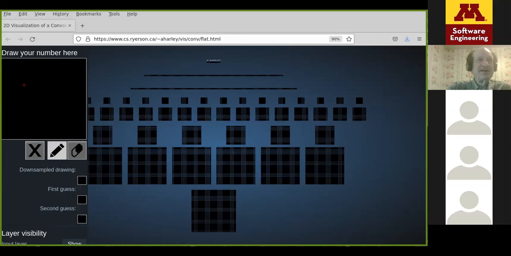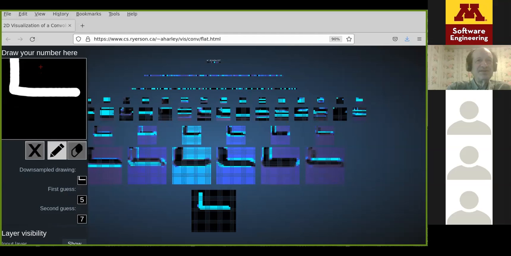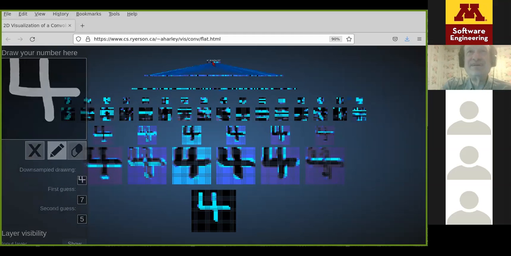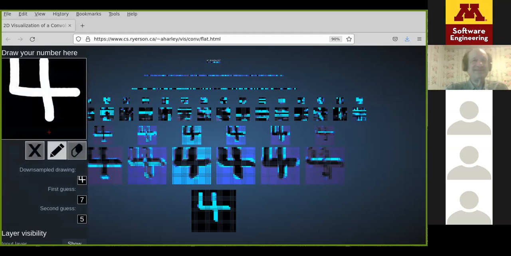I'm not even sure I could reproduce the five, 7. This is interesting. Now it doesn't even think 4 is a very... it doesn't even think 4 is even the second choice.